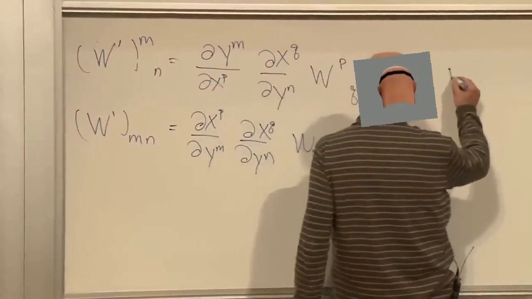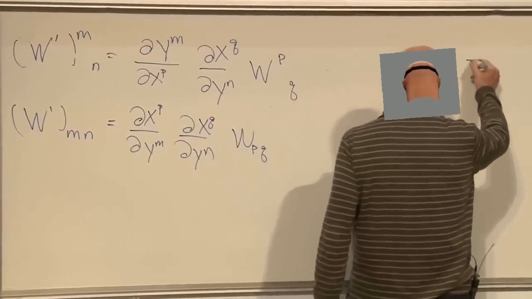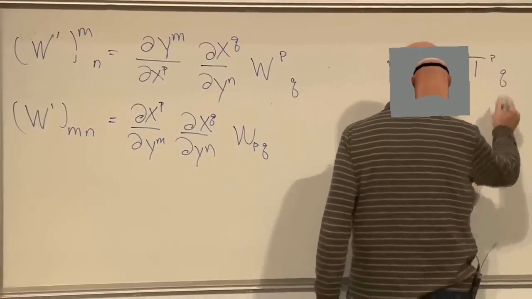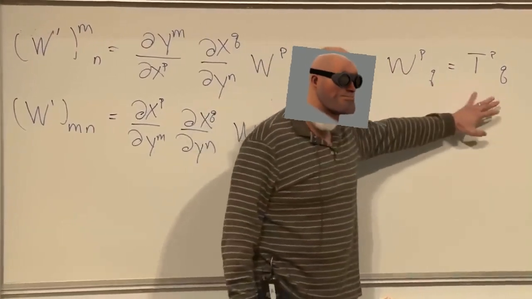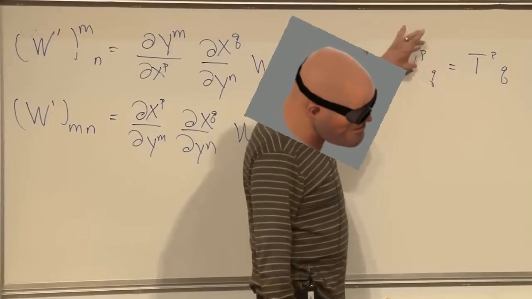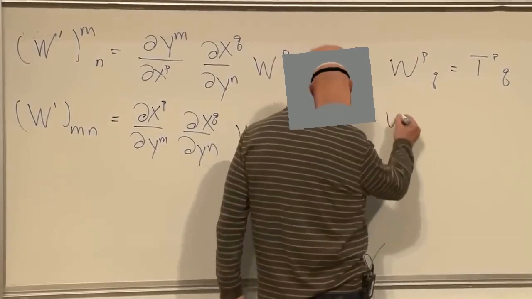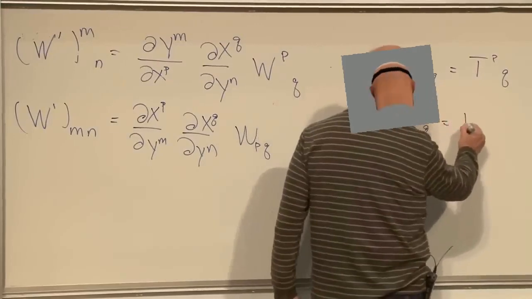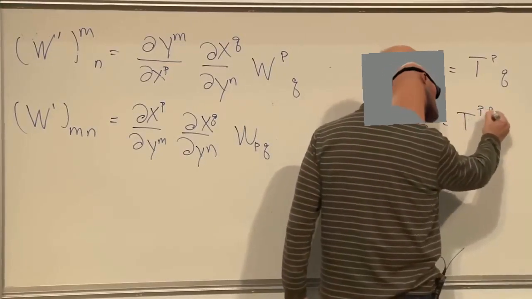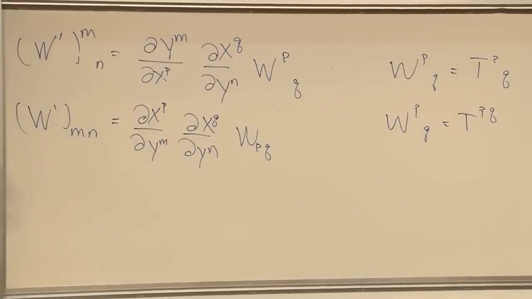the tensor WPQ is equal to, let's say, TPQ. Oh, incidentally, when you write a tensor equation, the components have to balance. It doesn't make sense to write an equation like WPQ equals TPQ. Oh, you can write it. You can write it all you want.